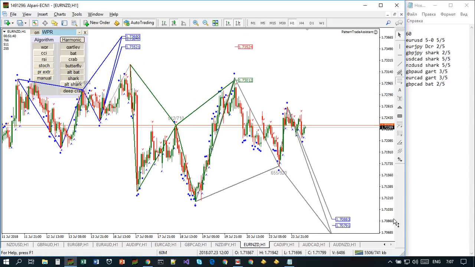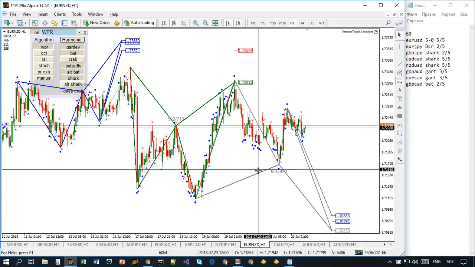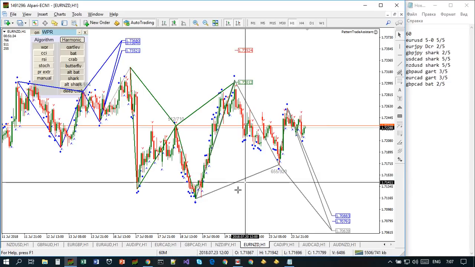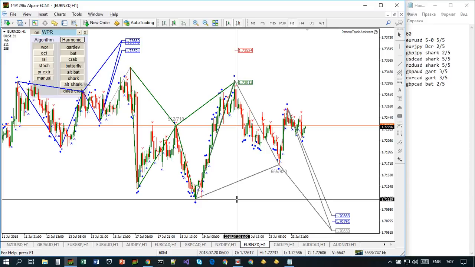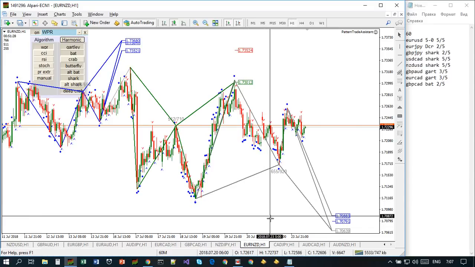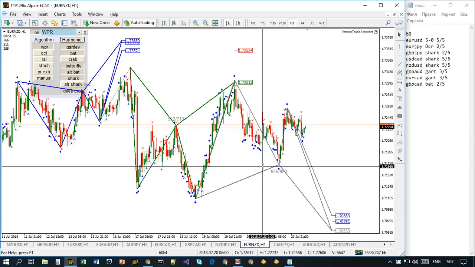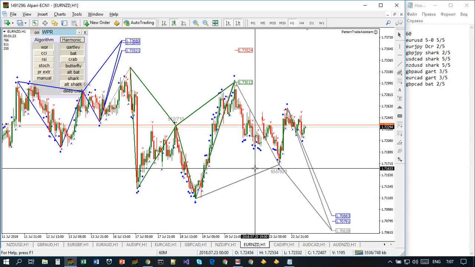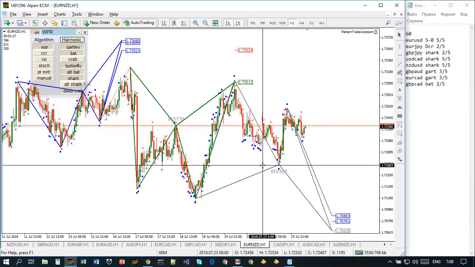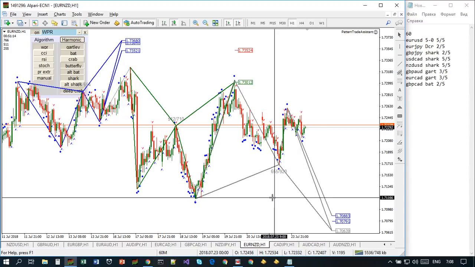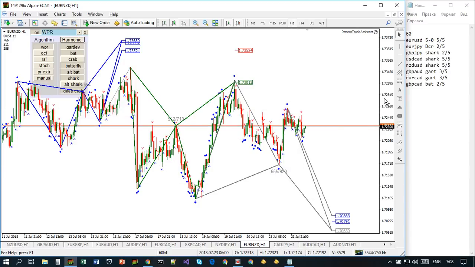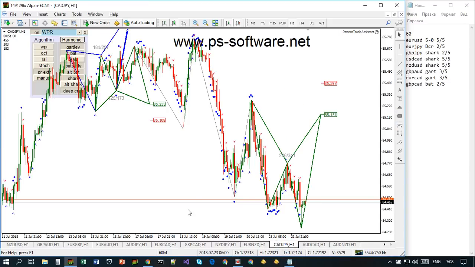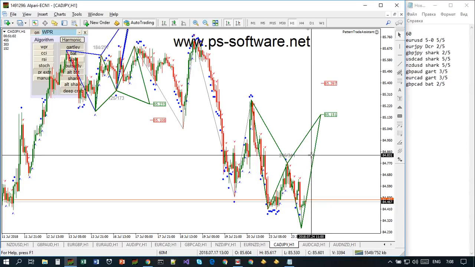What we have is a butterfly pattern, and it is of course very far from completion. At least with extension patterns like butterfly and crabs, I want them to exceed the X point to start looking for completion. And with bats, Gartleys and sharks, I wish the patterns to exceed the B point to consider them most likely completing. Right now it is too early to say that we have a pattern, but the indicator already draws it. Same stuff here, it should exceed the B point before I do my preparations.